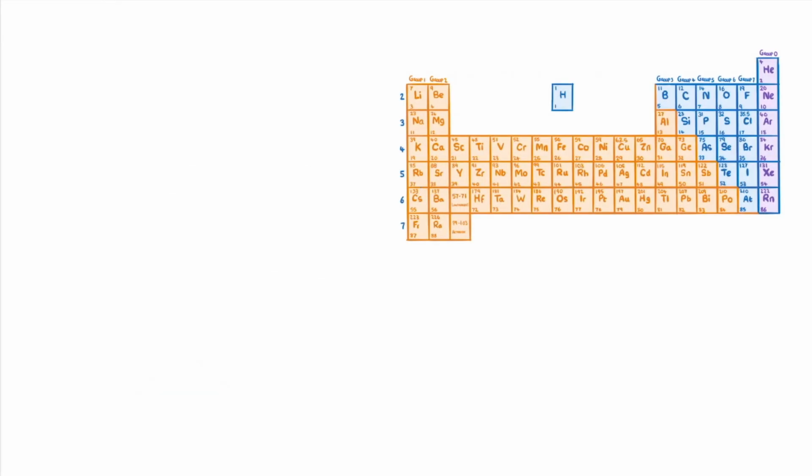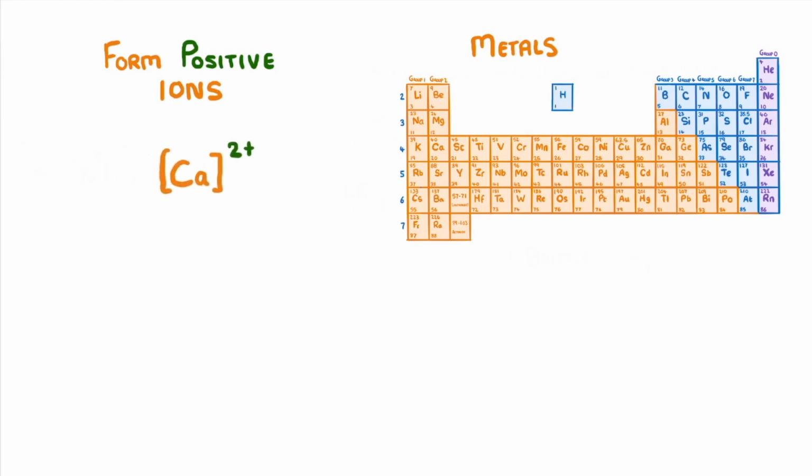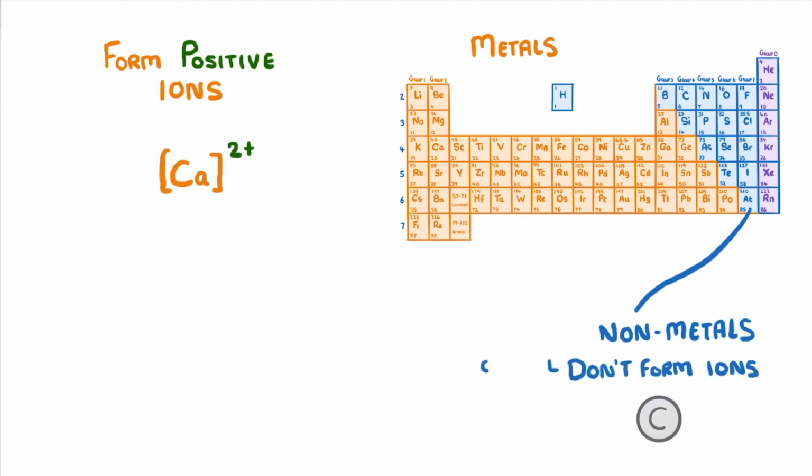As you can see from the periodic table, most elements are metals, and we find them towards the bottom left of the table. One of the key features of metals is that they form positive ions when they react, like a calcium 2+ ion. Whereas non-metals either don't form ions, like carbon, or they form negative ions, like chloride 1-.